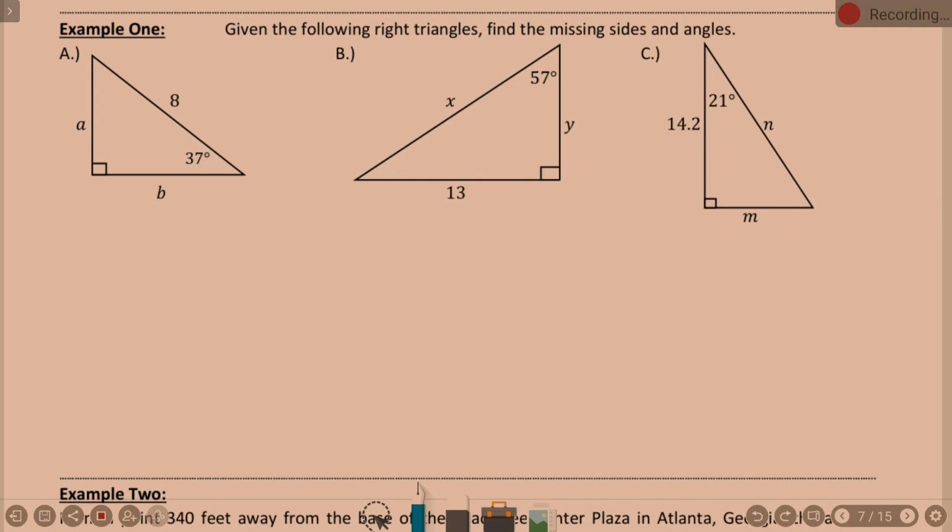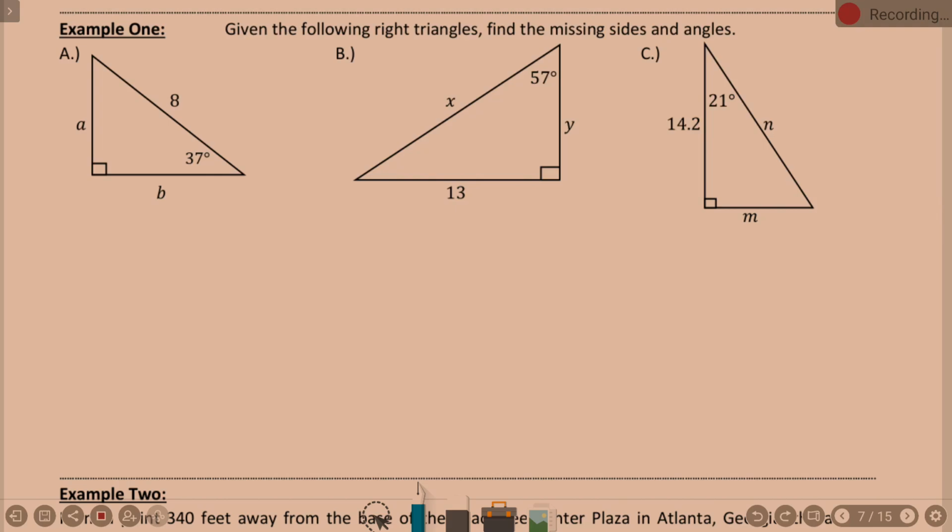And you know 1 side and you have to find the other 2 sides. Okay? So, as we look at example A, we have a triangle with a 37-degree angle and a side length of 8, and then sides labeled A and B.